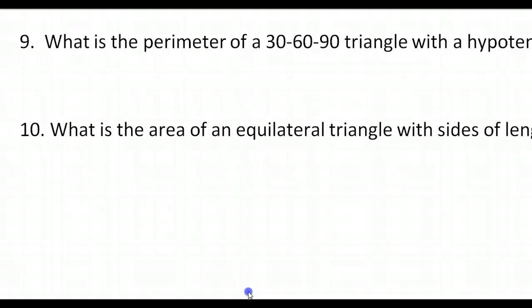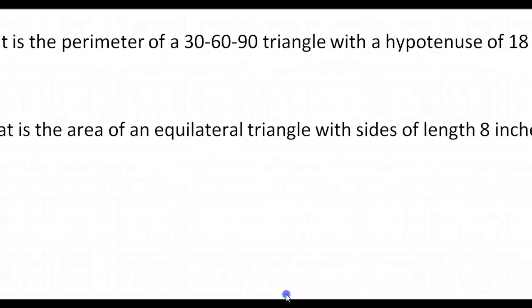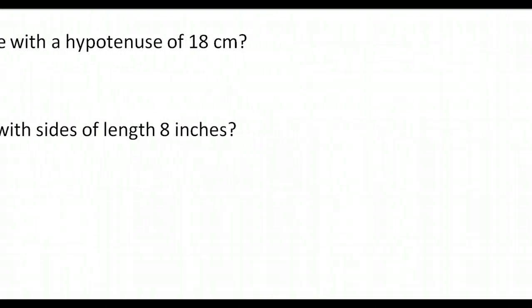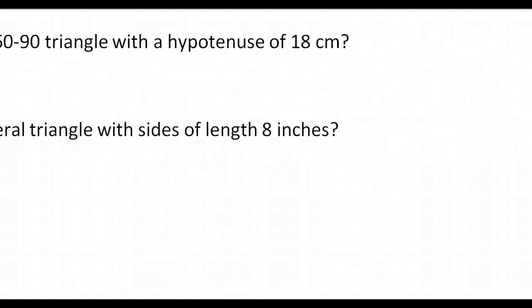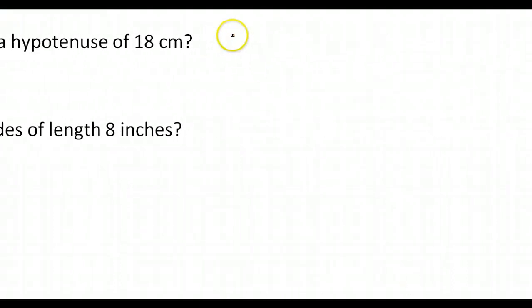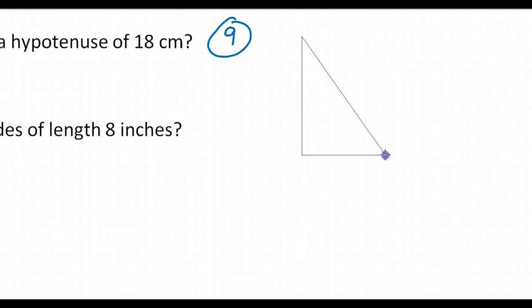Alright, I think I'm going to have to zoom out a bit for this. What is the perimeter of a 30, 60, 90 triangle with hypotenuse 18? Okay, so look, this is number 9, the perimeter of a 30, 60, 90 triangle. Alright, so let's say that this is a 30, 60, 90 triangle. They're telling me that the hypotenuse is 18. So there's 18.